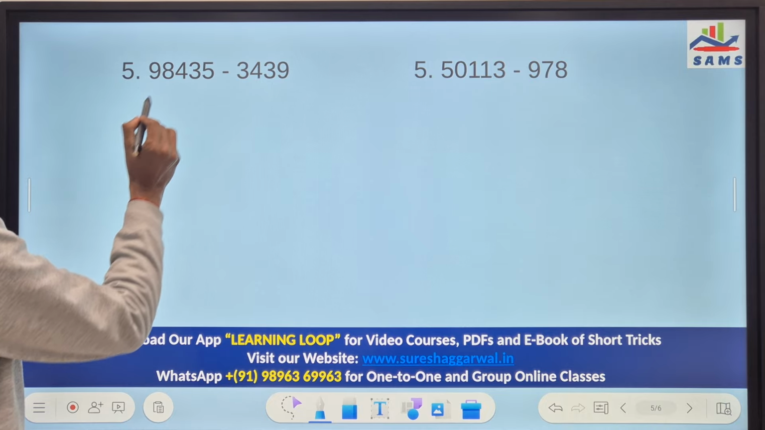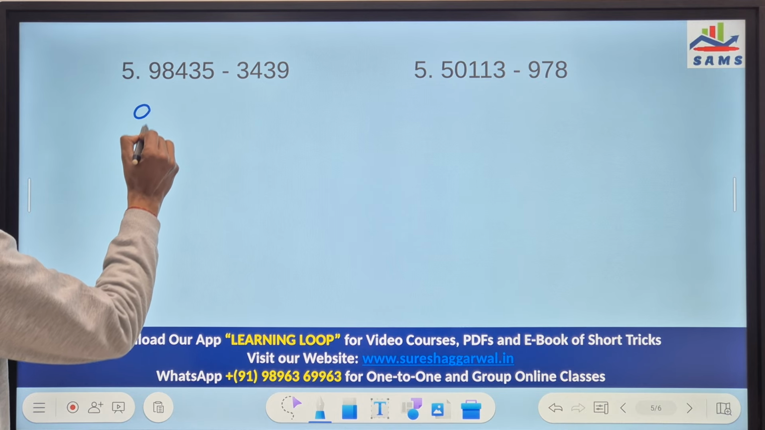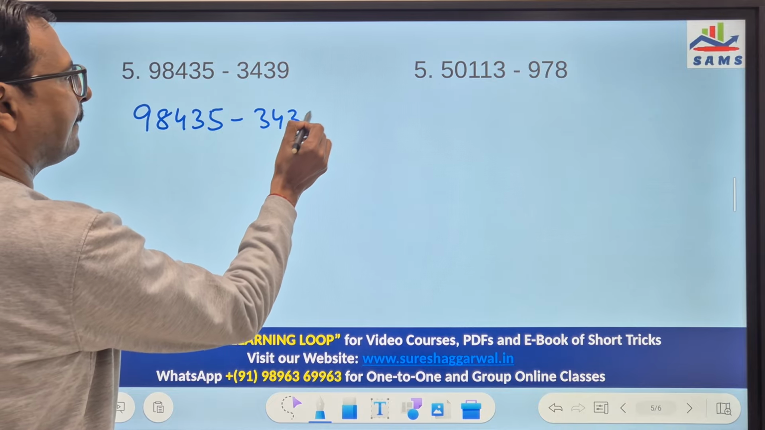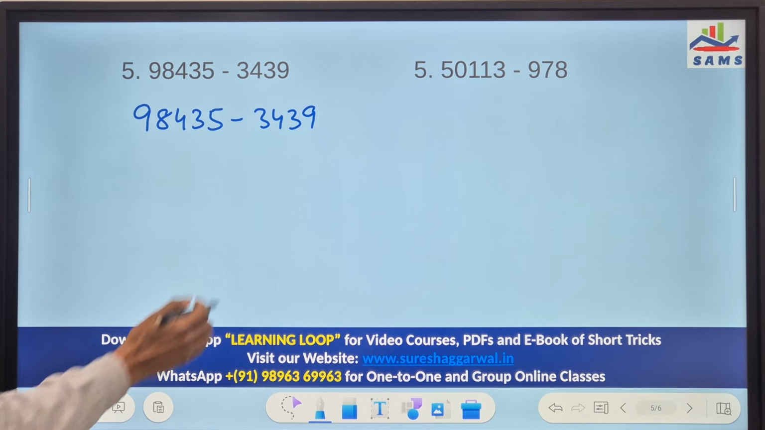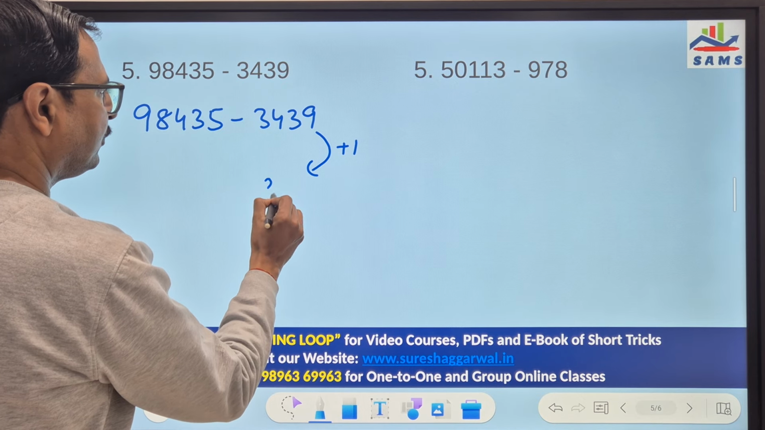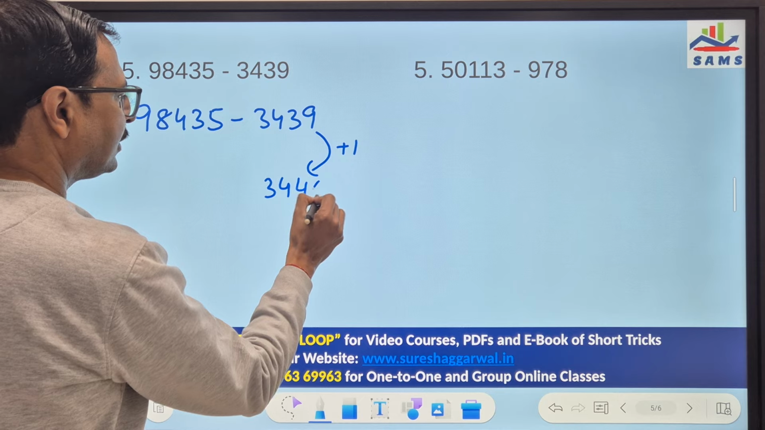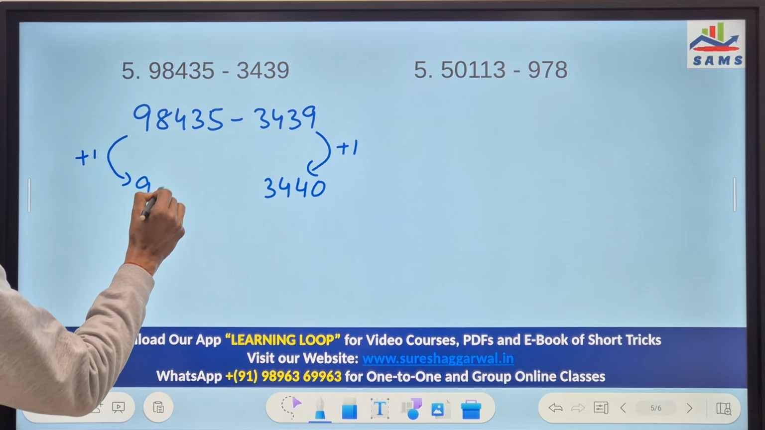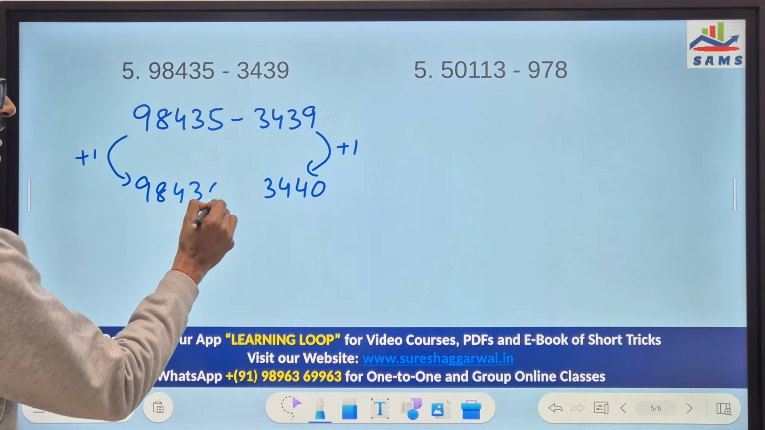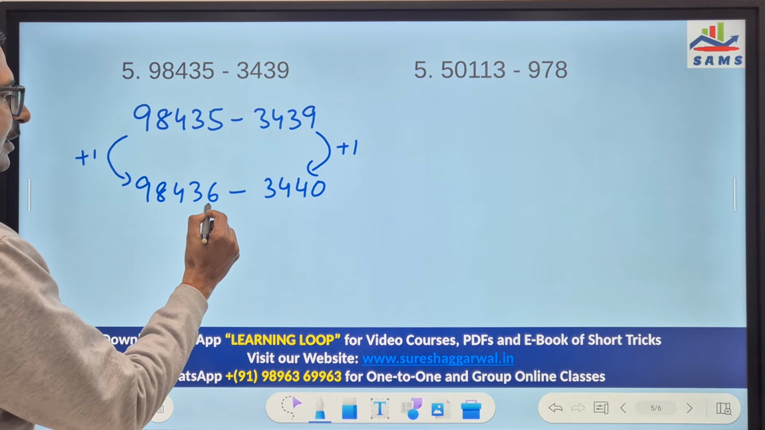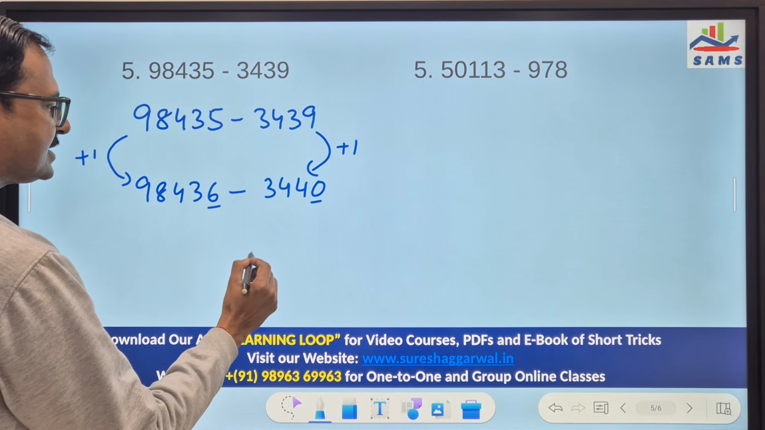Let's carry on. Bigger numbers. Here we have a 5-digit number. So 98435 subtract 3439. Now either you can do 1-digit addition here, so this will become 3440, right? And this will become plus 1, so 98436.